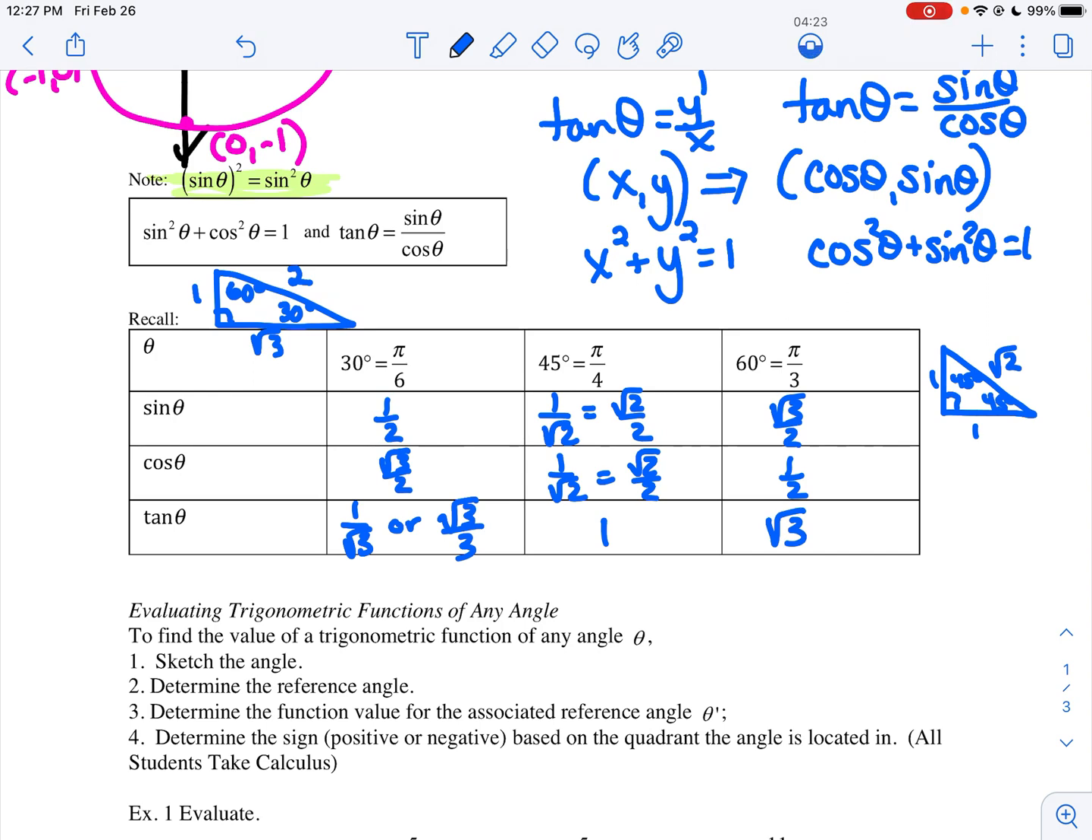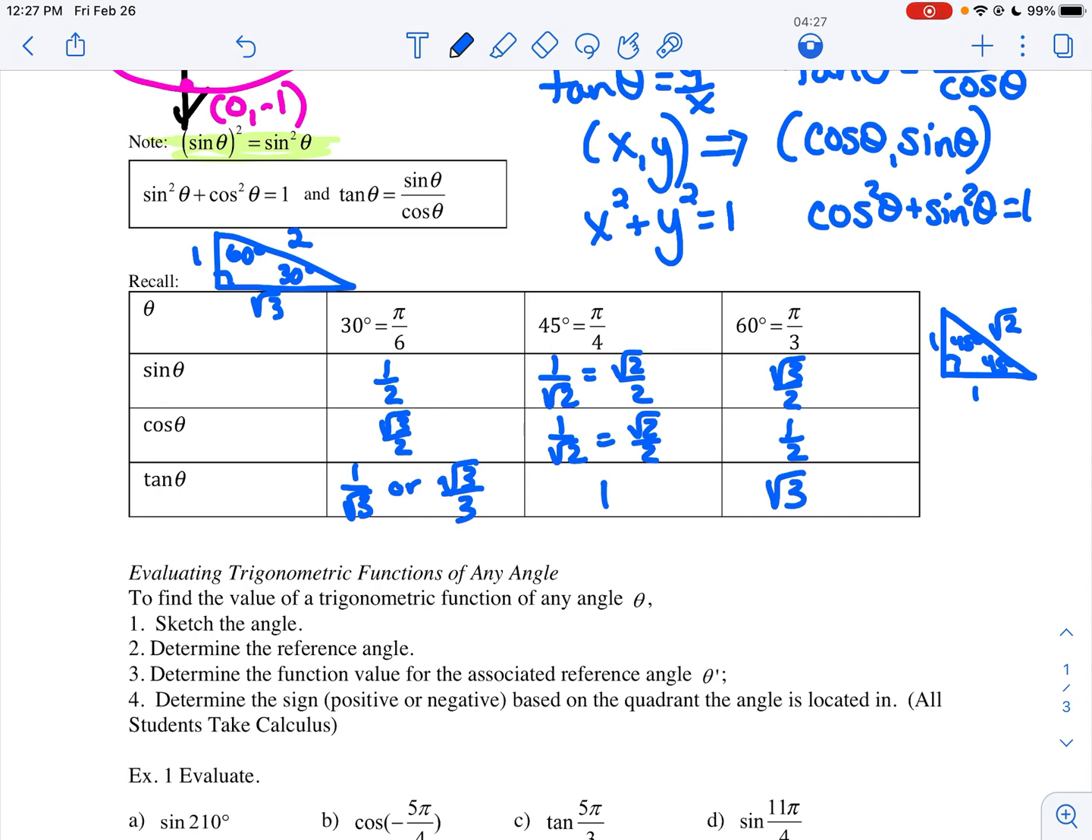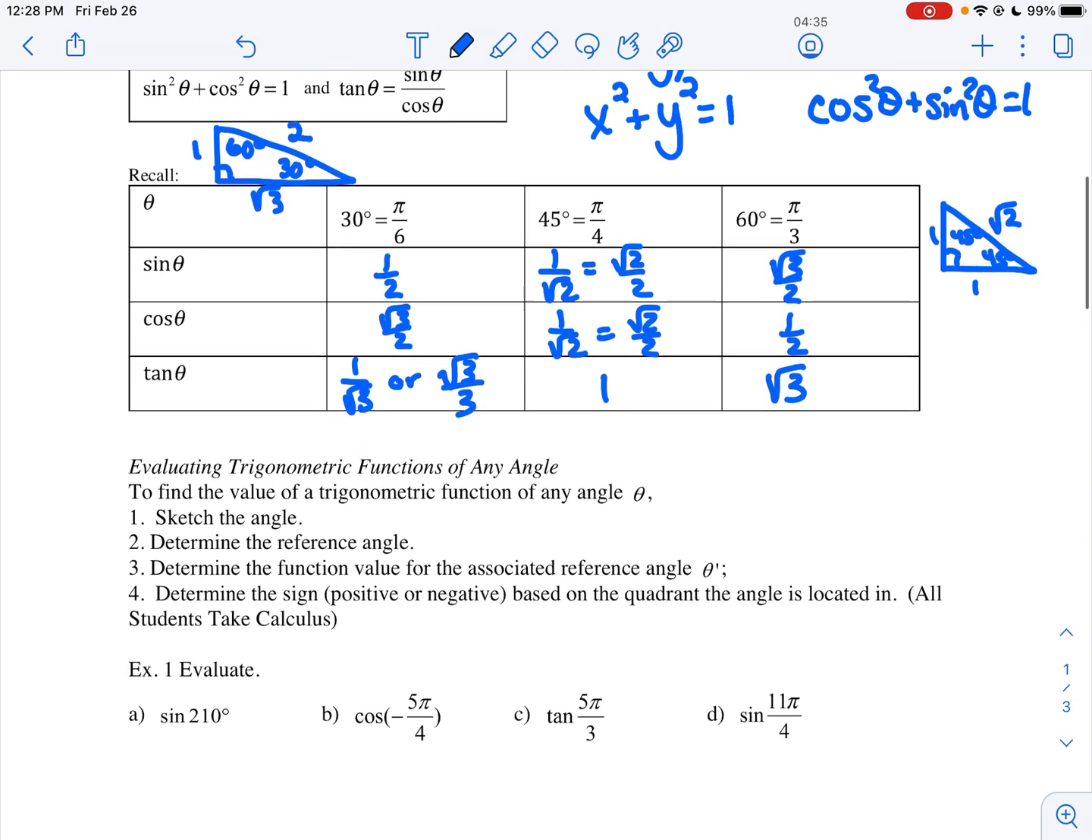Just because I'm kind of picky with how I evaluate, whichever way you learned is absolutely fine, but some teachers teach this a little differently. So I'm going to show you my method, and you can use whatever method you like. Just not using a calculator, okay? No calculators.